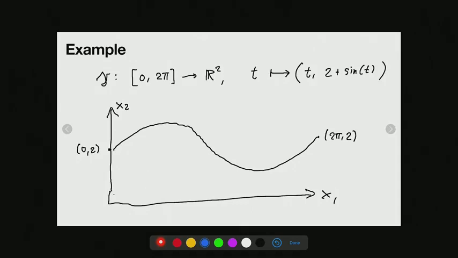What is the derivative? What is the tangent vector? The tangent vector is gamma prime of t, the derivative of gamma of t. Well, in the first component, it's just 1. And in the second component, it's cosine of t. Let's suppose here is 2 pi, here is pi, here is pi over 2, and here 3 pi over 2.